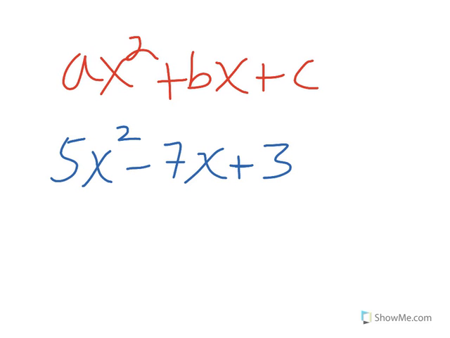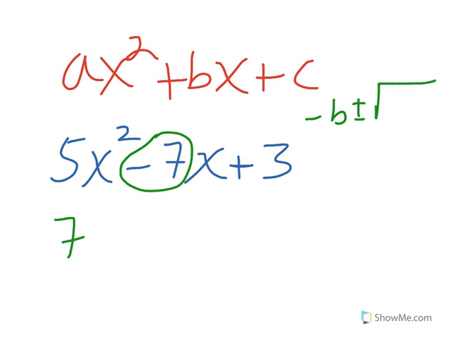So if I can't factor it, I'm going to plug it into the quadratic formula. Quadratic formula always works. So I'll plug in a negative b. In this case, my b is that term. So when it says negative b, if I plug in a negative 7 to that, it's going to turn into a positive 7.